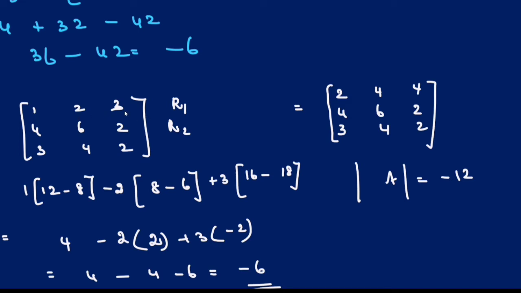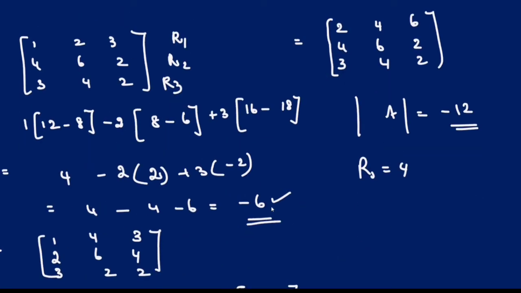If I multiply a row by 2, and this is 3 I think, I am going to multiply row 1 by 2. So the determinant value will also be multiplied by 2. If it is minus 6, it will become minus 12. If I multiply any row, if I multiply row 3 by 4, what happens to the determinant value? It will be multiplied by 4. That is, the determinant value will be minus 24.